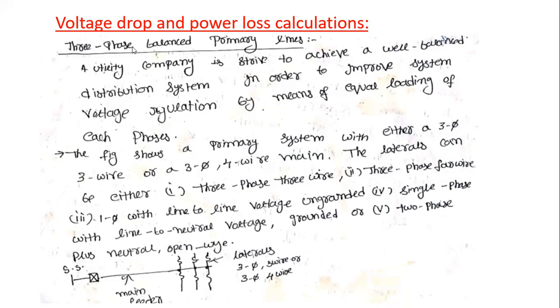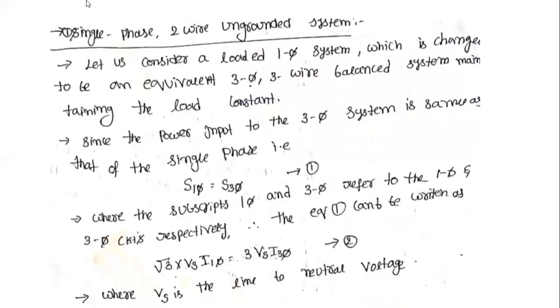Before calculating the voltage drop and power losses, let us see how many types of laterals there can be: three phase, three wire; three phase, four wire; single phase with line to line voltage underground; single phase with line to neutral voltage ground; or two phase plus neutral open wye. Coming to the first case, that is the single phase two wire underground system.